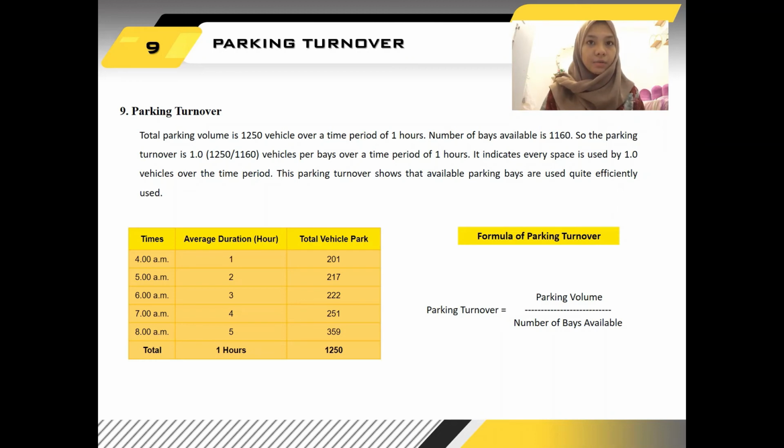This parking turnover shows that the available parking bays are used quite efficiently. This table shows the average duration and the total vehicles parked. And the formula of parking turnover is parking volume divided by the number of bays available.